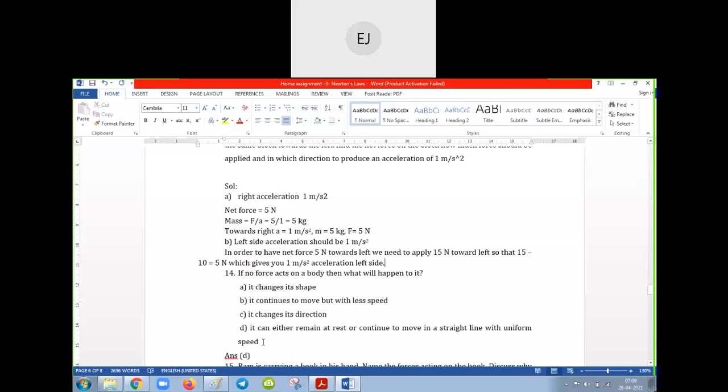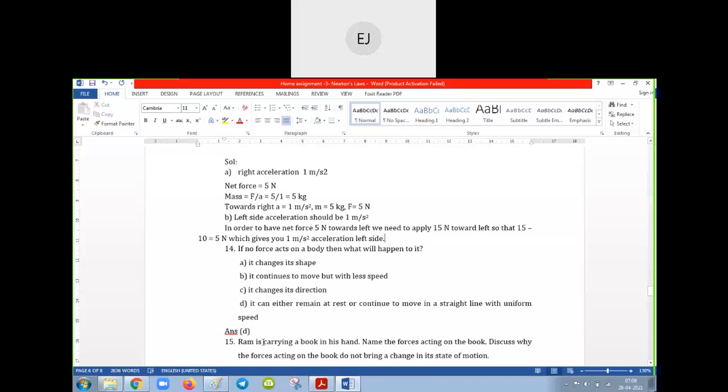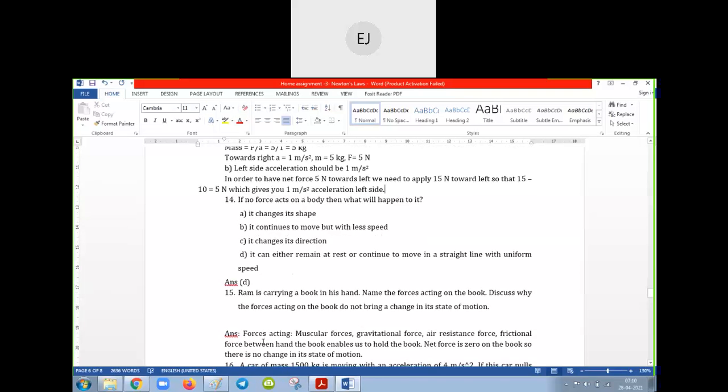So what is Newton's first law? Until unless you apply the force, the body which is at rest remains at rest, and the body which is in uniform motion remains in uniform motion. So that is what Newton's first law says, and that is what is given here.